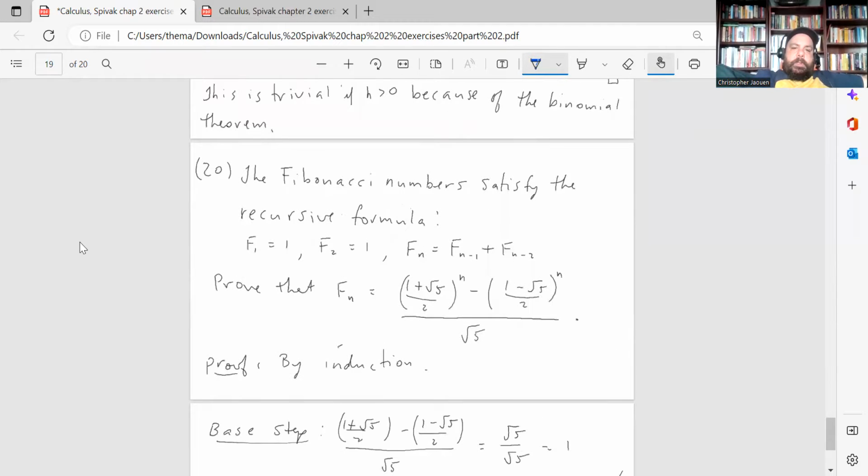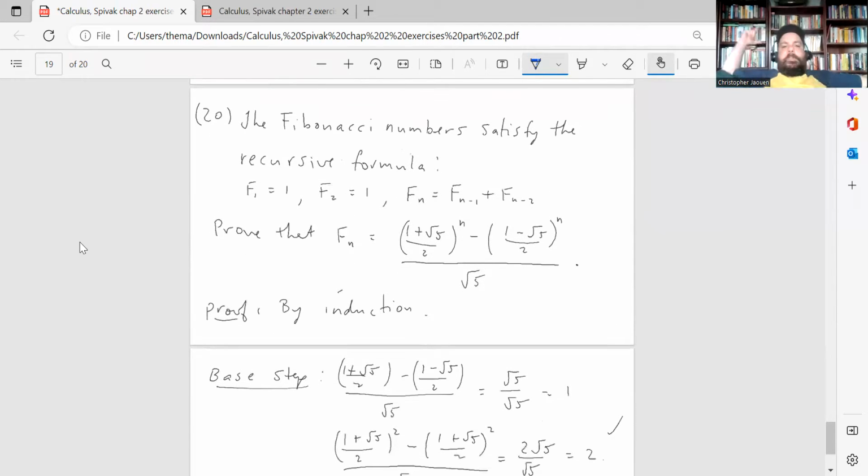All right, number 20 is on the Fibonacci numbers. It's a theorem about the Fibonacci numbers. If you don't know what the Fibonacci numbers are, they satisfy this recursive relation. F1 is 1, F2 is 1, and then to get the next Fibonacci number, you add the two previous terms together. So for example, F3 would be 1 + 1, which is 2. F4 would be 2 + 1, which is 3, and so on like that. That's called the Fibonacci sequence.